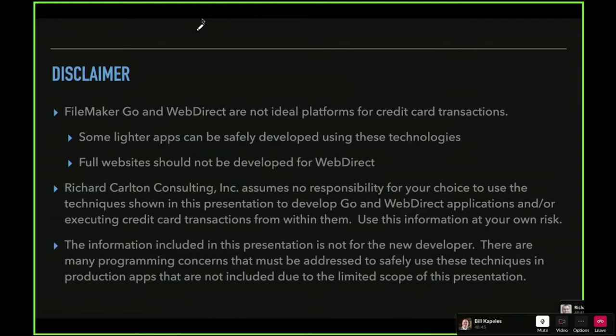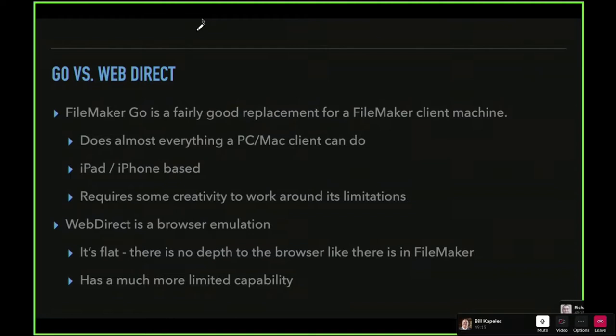It's fairly deep water. FileMaker Go is actually one of the coolest things in the FileMaker universe because it extends FileMaker pretty well. There are some limitations, as we all know, but for most things you can just design it in FileMaker and it works with Go. It does just about everything a full PC or Mac client can do. We know it's iOS based, but you have to get around its limitations.